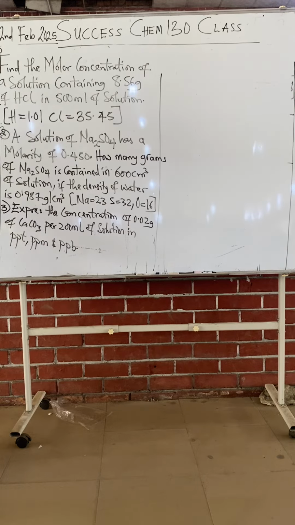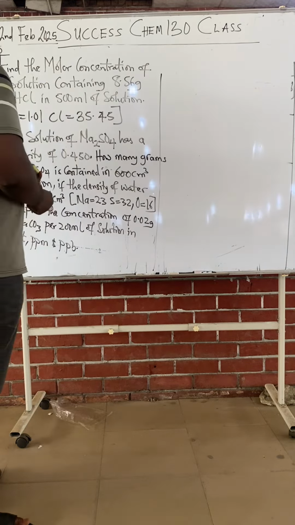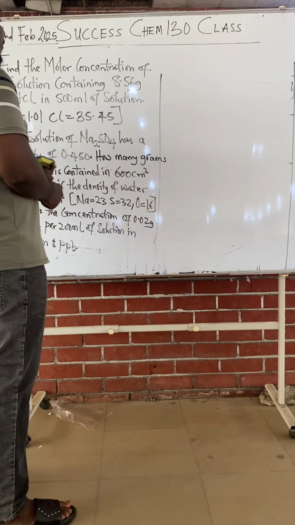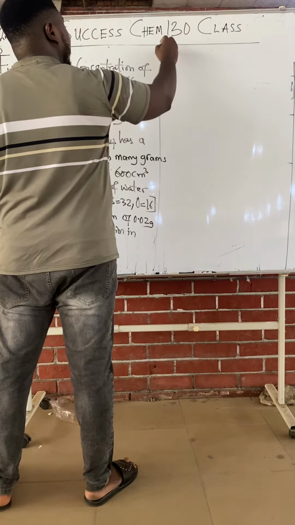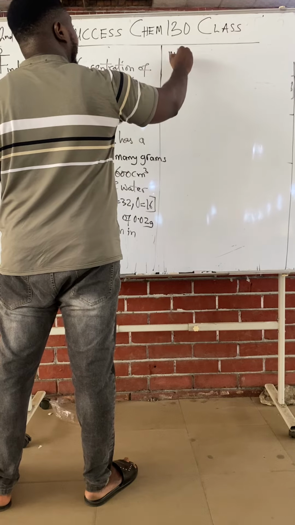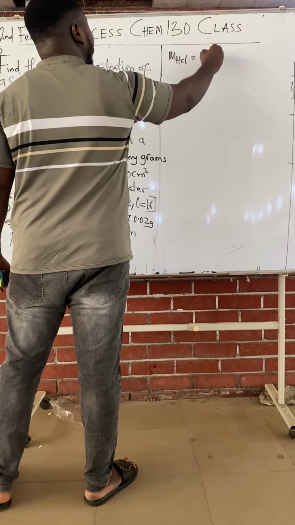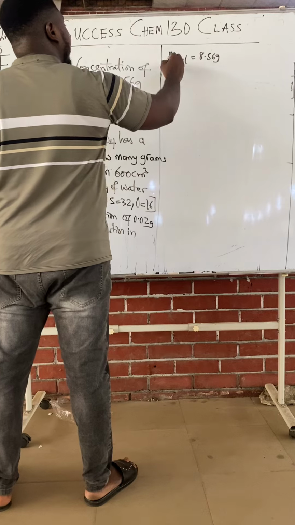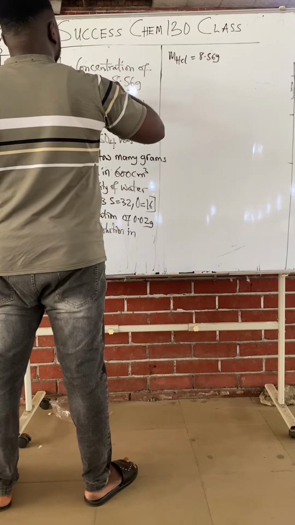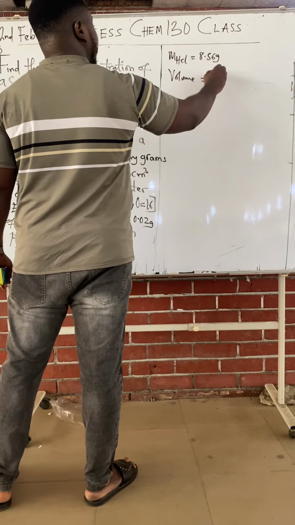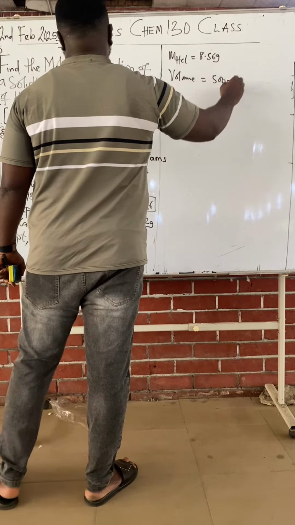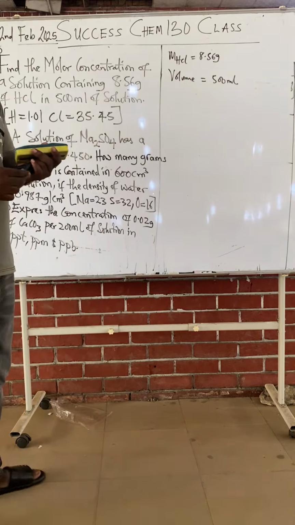Class, let's take it from the first one. Find the molar concentration of a solution containing 8.56 gram of HCl. So the mass of HCl is 8.56 gram. Volume is 500 ml. Find the molar concentration means molarity.